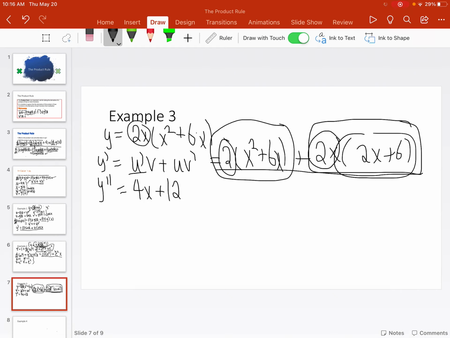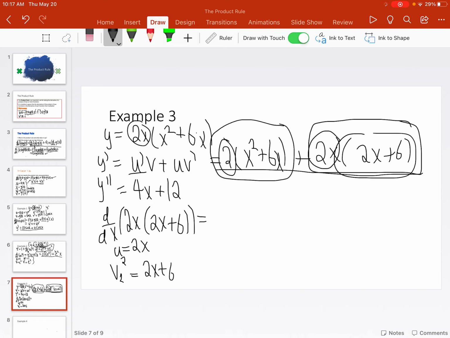So we have this, and we want to find its derivative. We've got 2x times 2x plus 6. Let's say u is equal to 2x. I know this is sloppy notation because we already used u once when we were finding y prime. So I'm going to call this u2, with a little subscript, to keep our work consistent. And I'm going to call v2, same thing for v, with a subscript because I've already used v. So I'm going to say this is 2x plus 6.